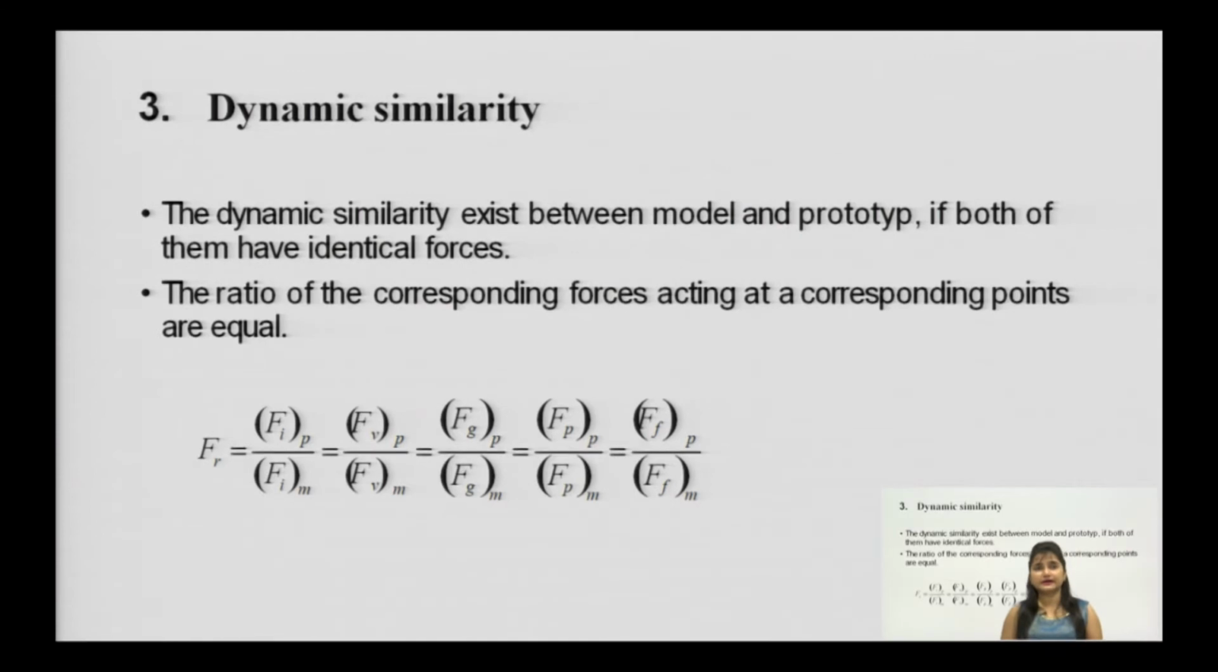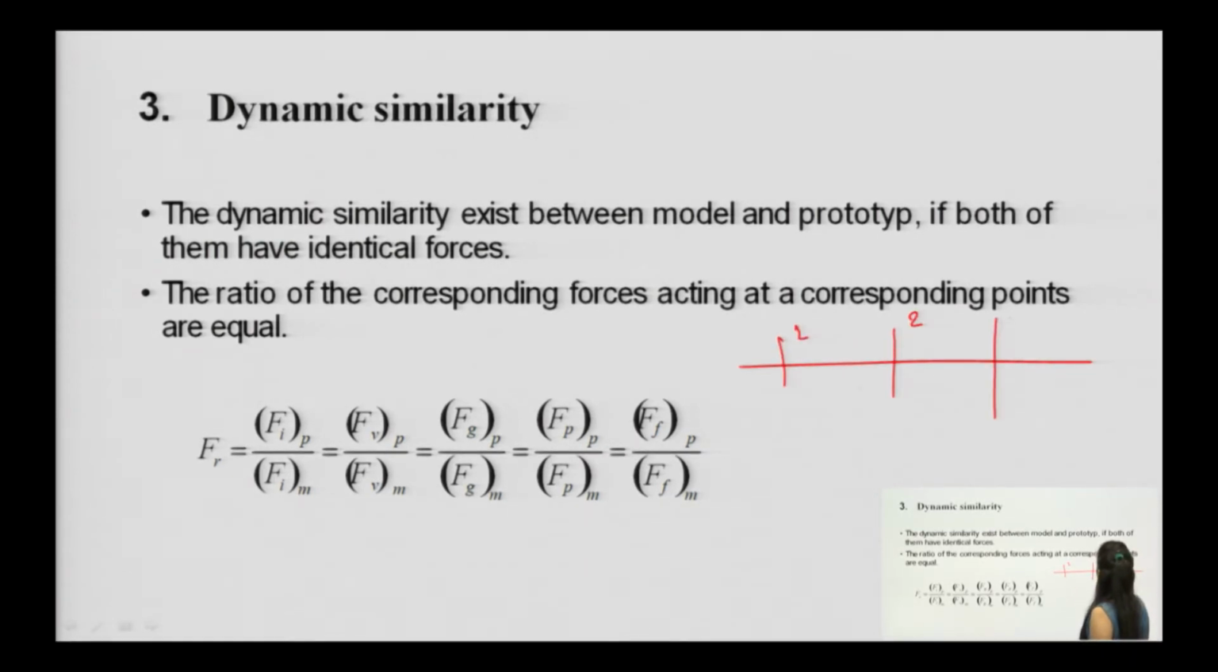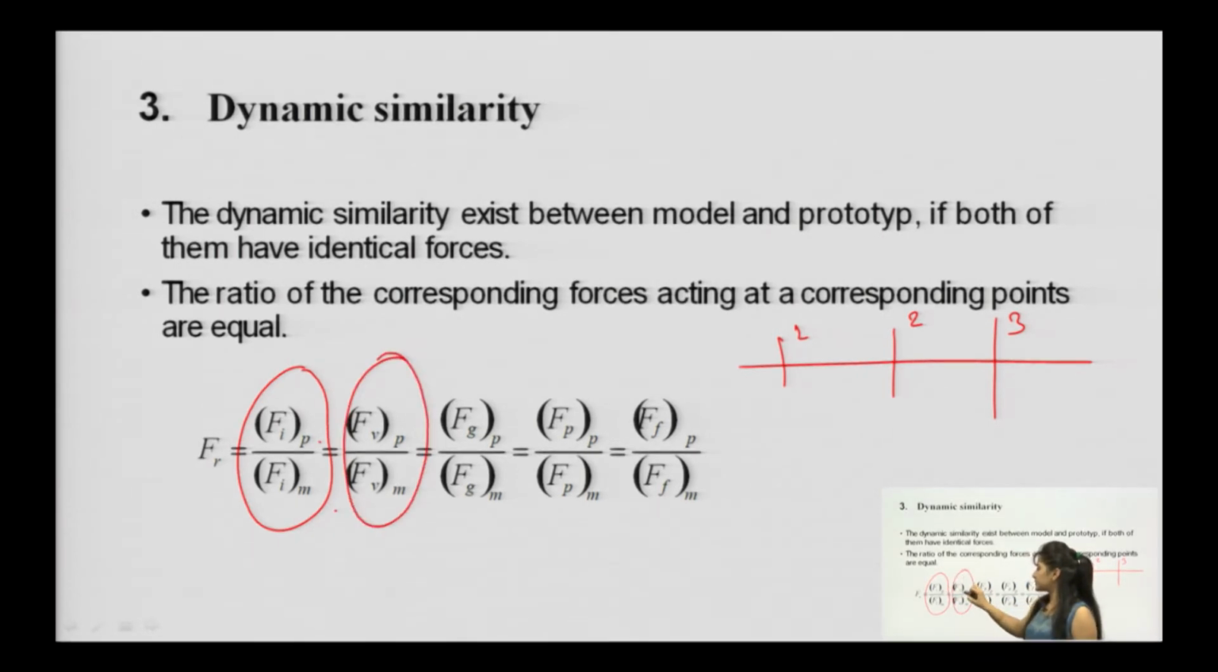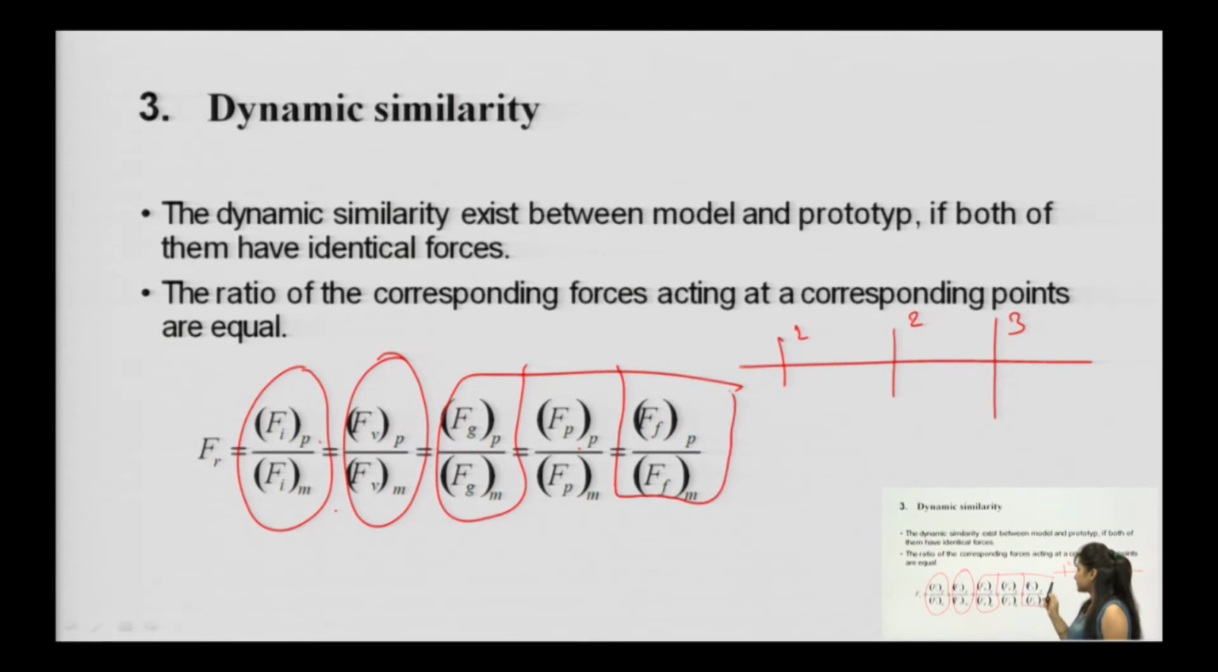Coming to dynamic similarity, dynamic similarity is seen if their forces are identical, that is the ratio of corresponding forces acting at corresponding points. The same example you can see, let us mark this is point 1, this is point 2, this is point 3. So, here at point 1 inertia will be same of what? Prototype and model, then force due to viscosity will be same for prototype and model, then force due to gravity, force due to pressure, force due to friction. Here you can see all the ratios of these forces will be equal at certain points in case of models and prototype.